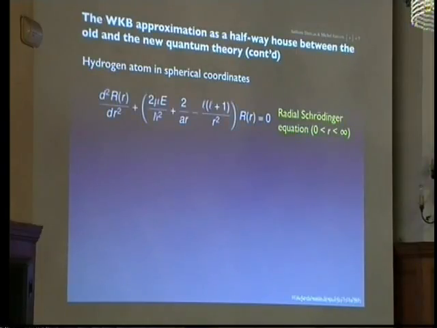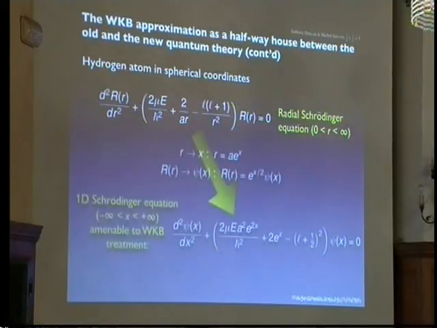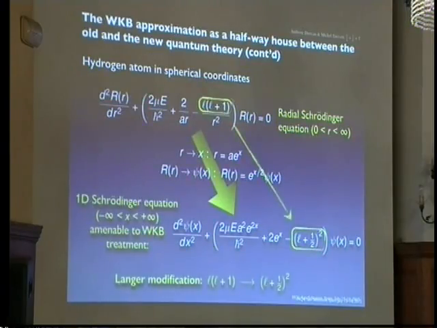Now you can also do this in spherical coordinates, treating the hydrogen atom, and then you do a transformation. I won't talk about this at all, in the interest of time. Now you can rewrite this, which involves r running from 0 to infinity, as something that depends on x, going from minus infinity to plus infinity. The problem is now very similar to the one that we did before. But something interesting has happened, namely that in doing this, l times (l plus 1) turns into (l plus a half) squared. And that's called the Langer modification.